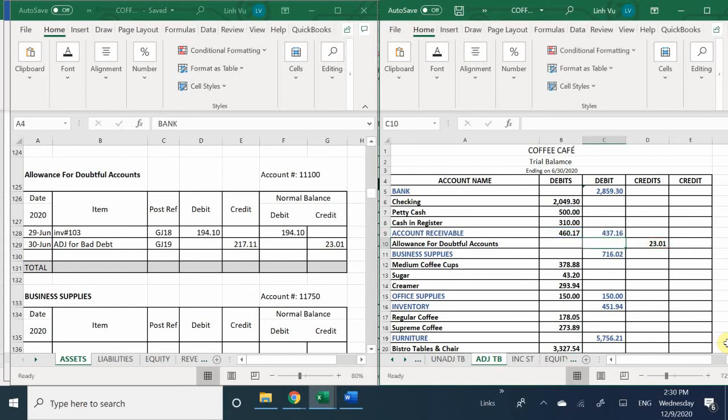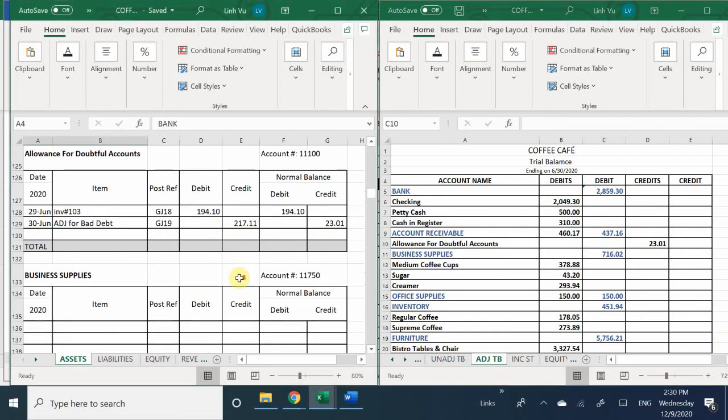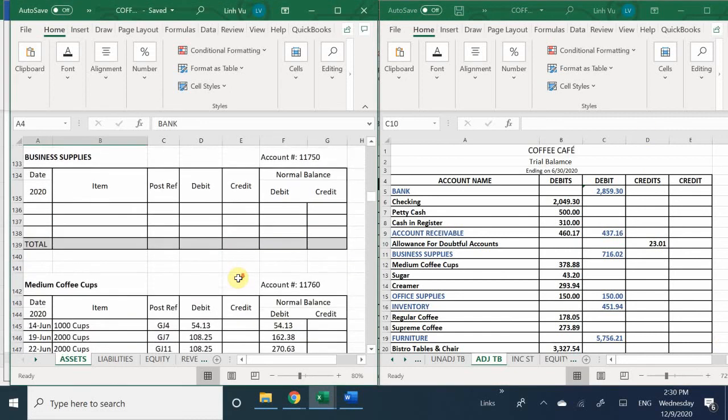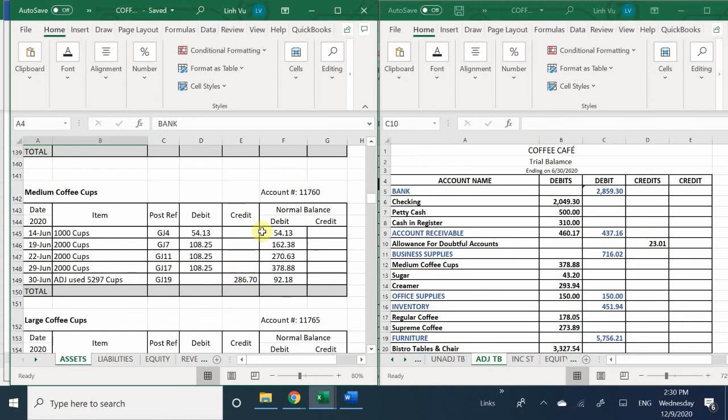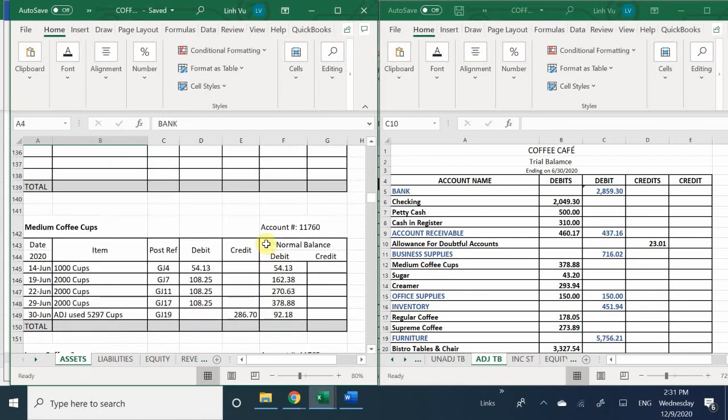437.16. Good. All right. Let's see what's next, business supplies. Did that change? Yes, because we made adjustments. We did a cost of materials. So therefore, my medium coffee cups, how much are they? It is now $92.18. $92.18. What about my sugar?